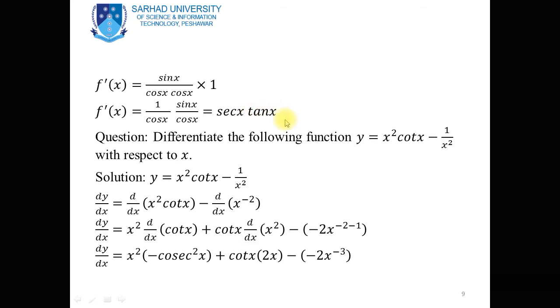Now some problems for practice. How to differentiate this function: y is equal to x square dot cotangent x minus 1 over x square. Dear students, you see over here these two functions are in product form. First of all, using the product rule for the derivative of x square dot cotangent x, taking the derivative of the function with respect to x, the derivative of x square into cotangent x with respect to x, minus the derivative of 1 over x square, and we can write 1 over x square as x to the power minus 2.